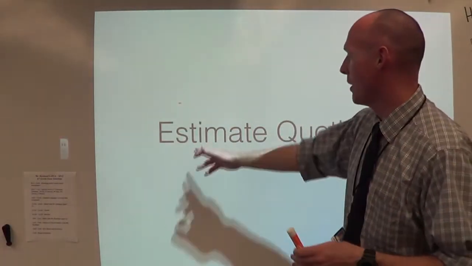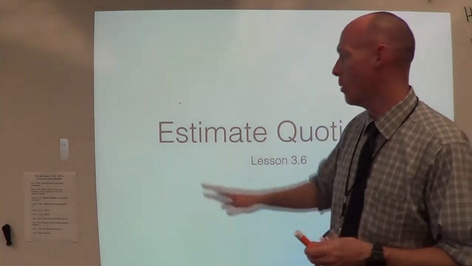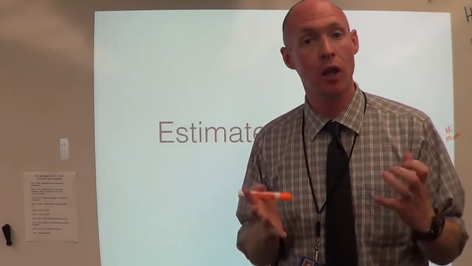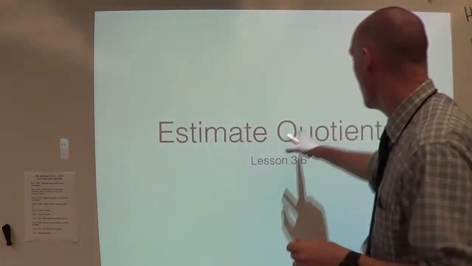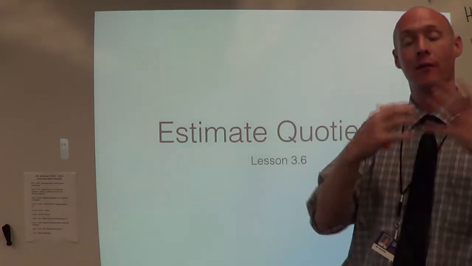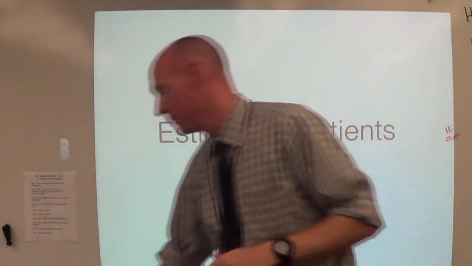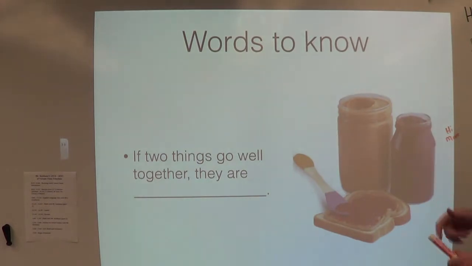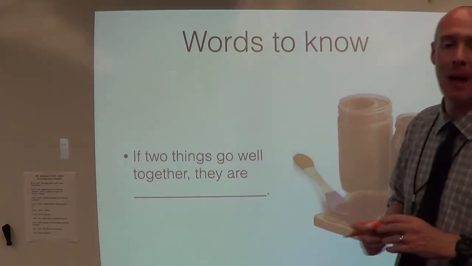This is lesson 3.6. We're going to work on estimating quotients. Now, we've been talking a lot about estimating, which is you just want to get close to it, not exact. Quotients, we're going to talk about, of course, division. So let's get started. Okay, first thing that I want you to know, if two things go well together, they're called compatible.